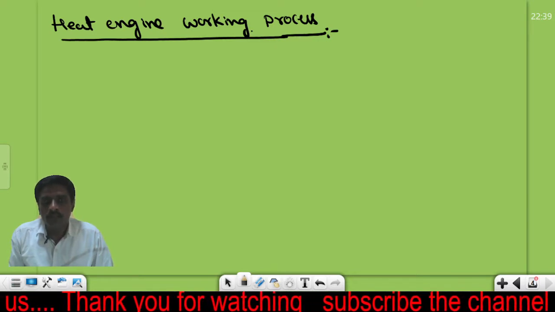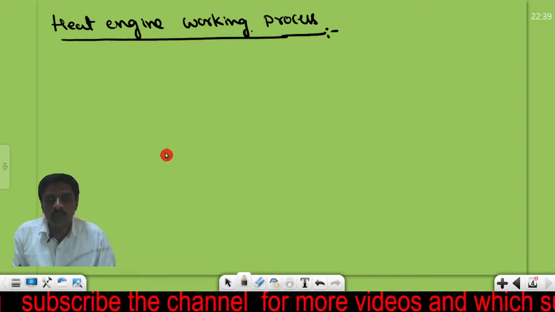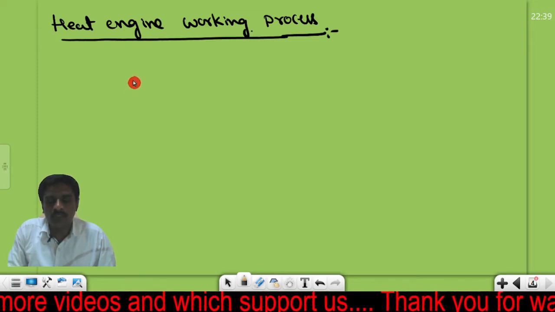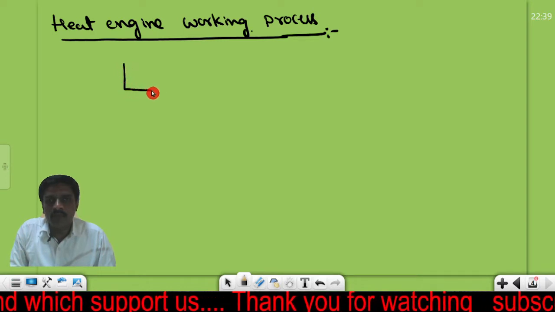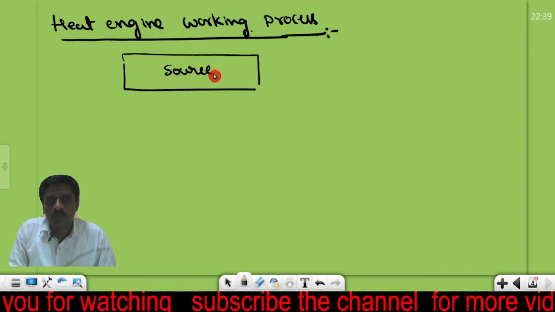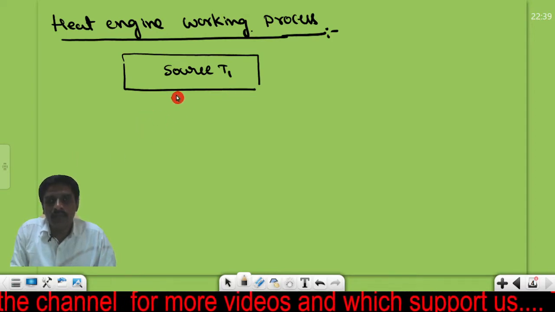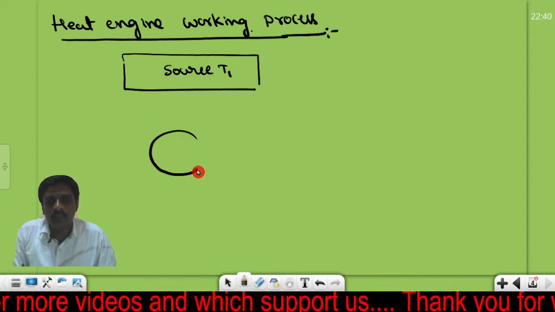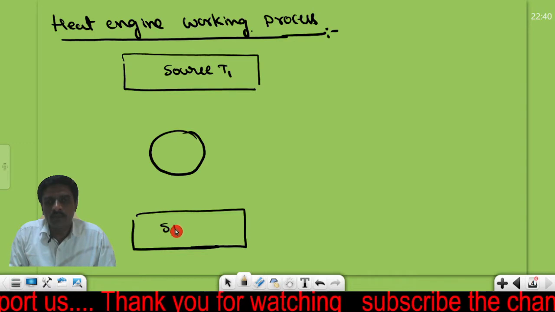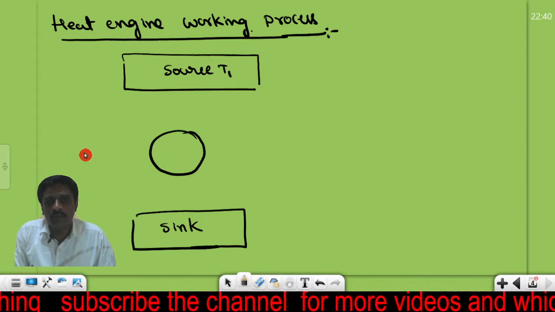Today our goal is to learn how the heat engine works. In the previous lecture we learned about the essential parts of the heat engine. It consists of a high temperature area called the source, which is at a high temperature. The sink is the low temperature part. There are three important major parts, and the third is the working substance.